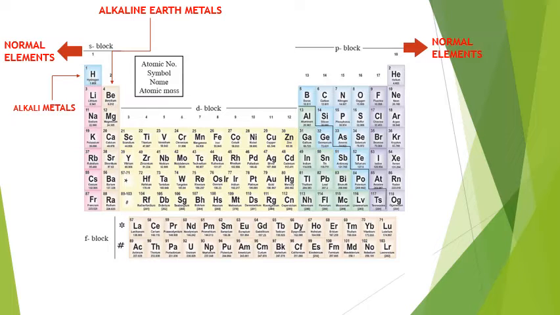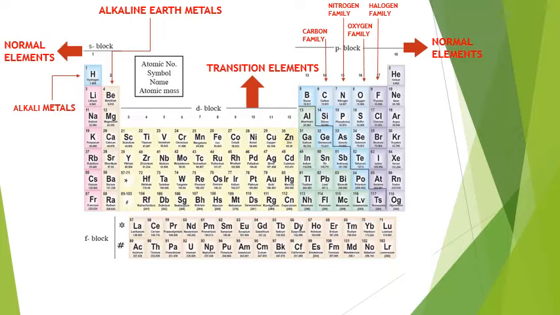These elements that are present in the D block are called transition elements. The group of carbon is called the carbon family, then the nitrogen family, oxygen family. This 17th group is called the halogen family. And this 18th group is called the noble gases: helium, neon, argon, krypton, xenon. These are all the noble gases.